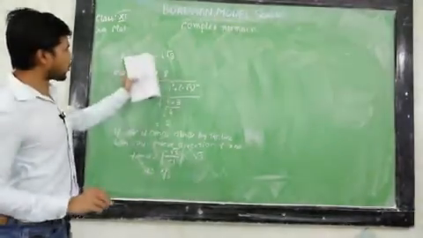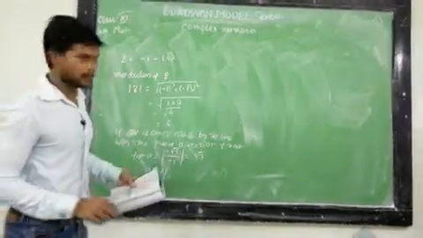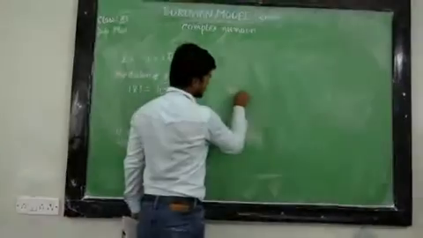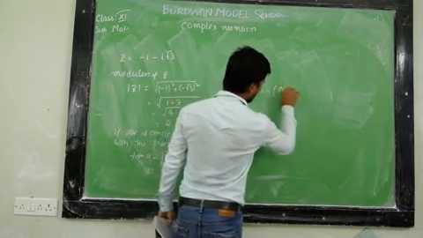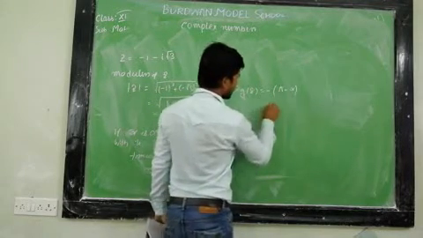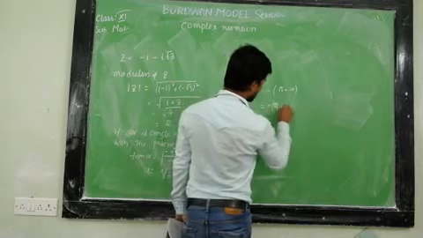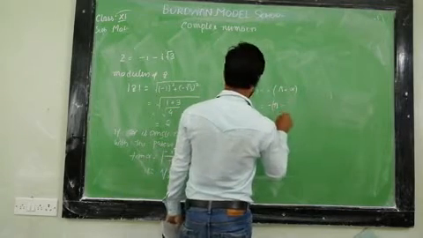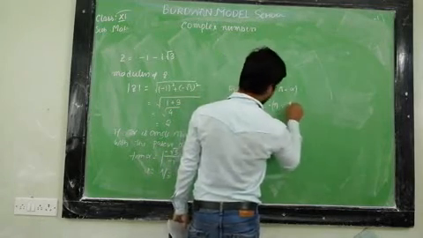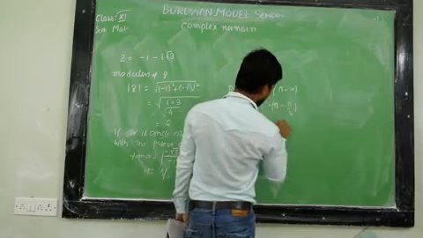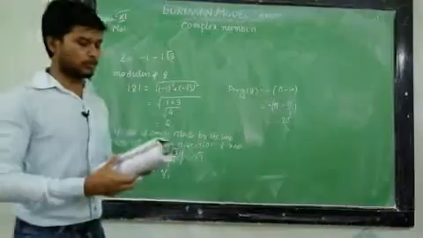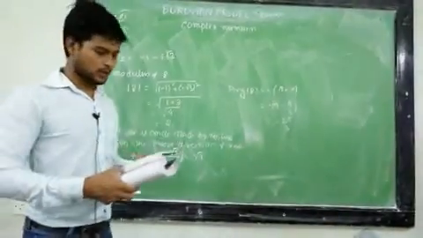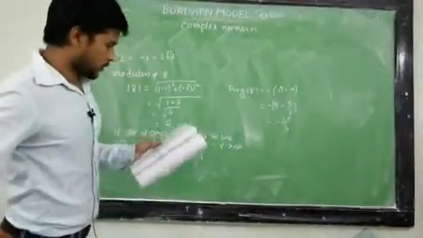Now as the point lies in the third quadrant, so argument of z will be minus of pi minus alpha, that means minus pi minus alpha, where alpha is pi by 3, that is equal to minus 2 pi by 3. So argument is equal to minus 2 pi by 3. Okay.